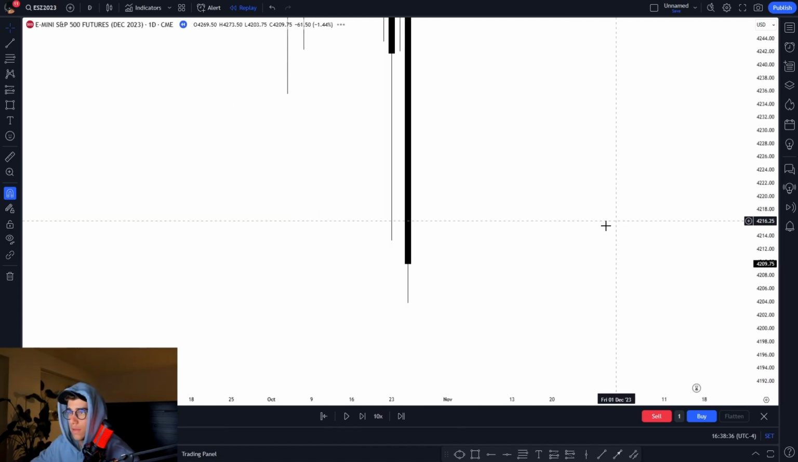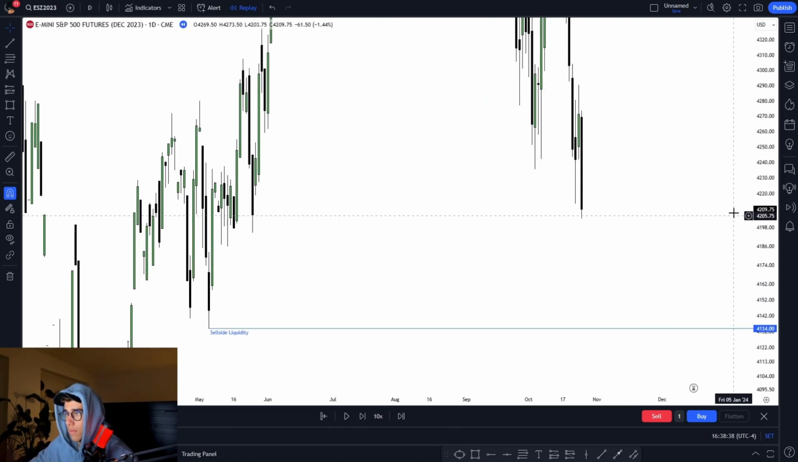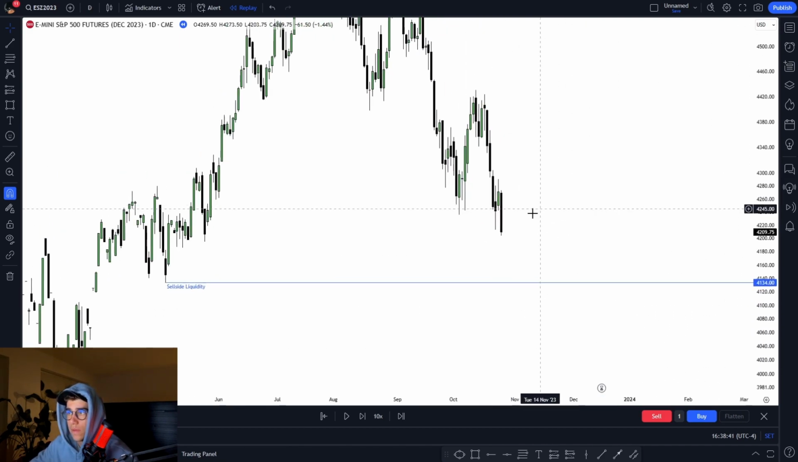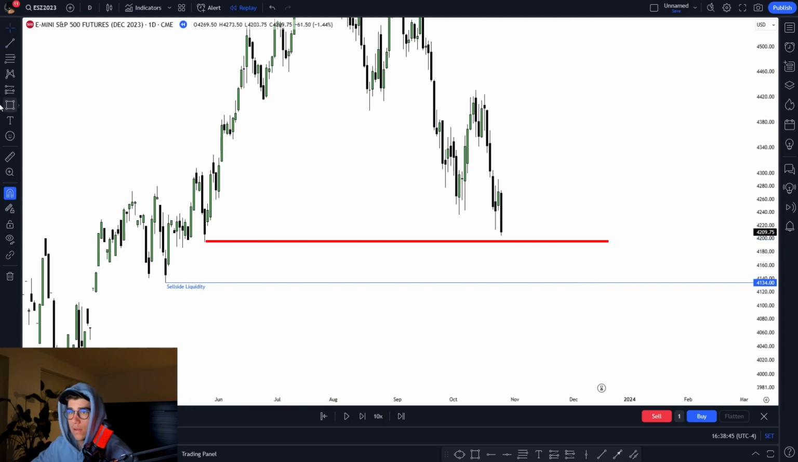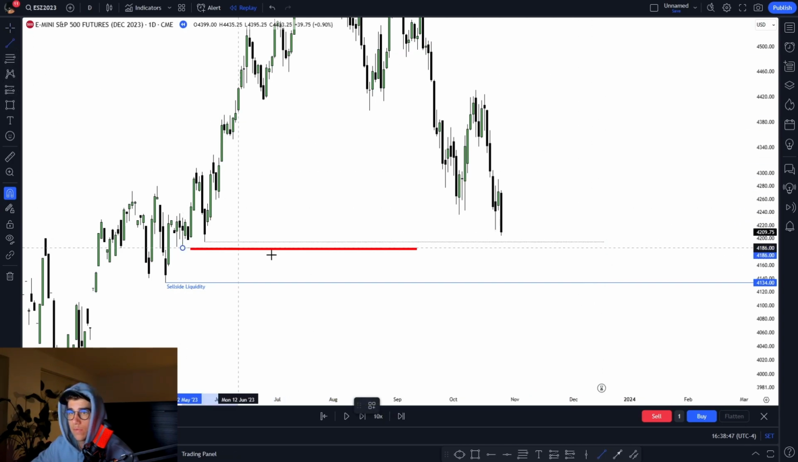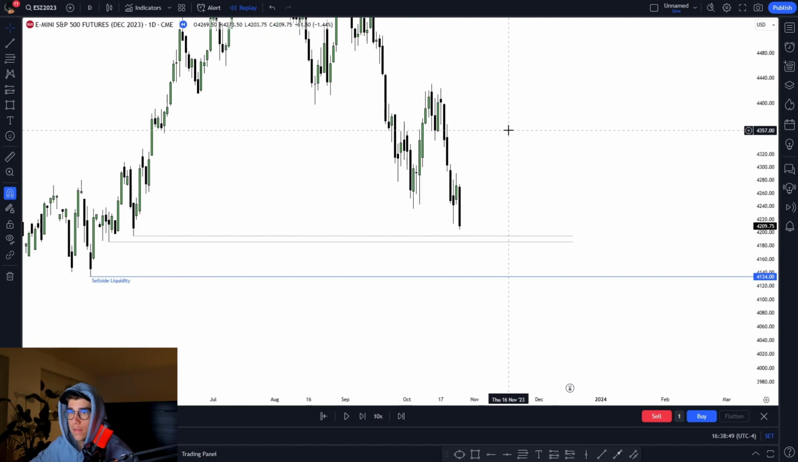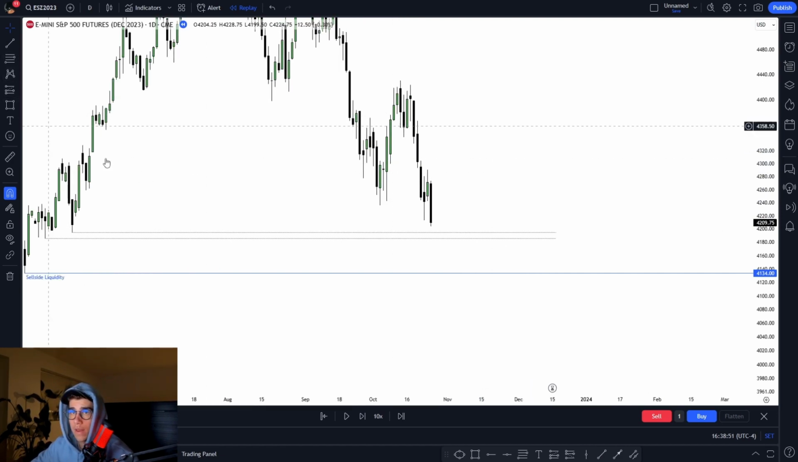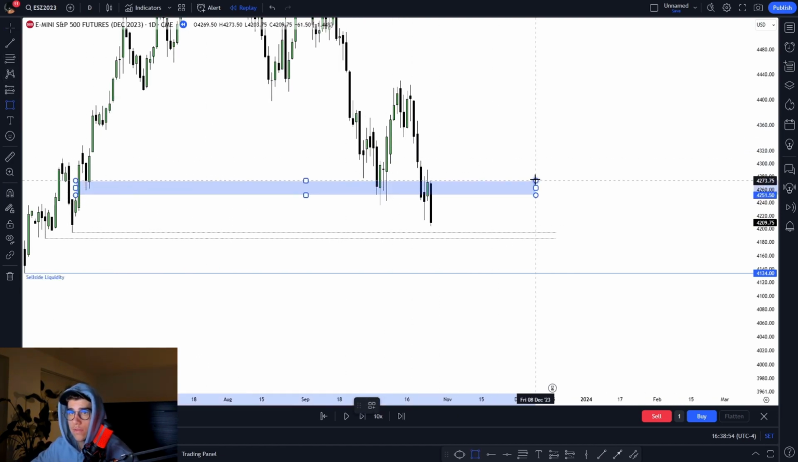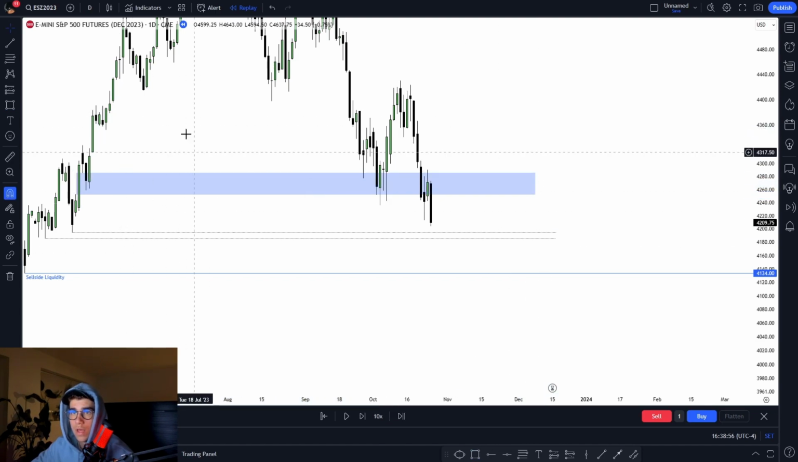And if we go on the daily time frame here, my drawn liquidity right here is obviously going to be this low right here, right? We have two relative equal lows sitting right here on the daily time frame, right? And right here, we managed to close below this bullish fair value gap, right?